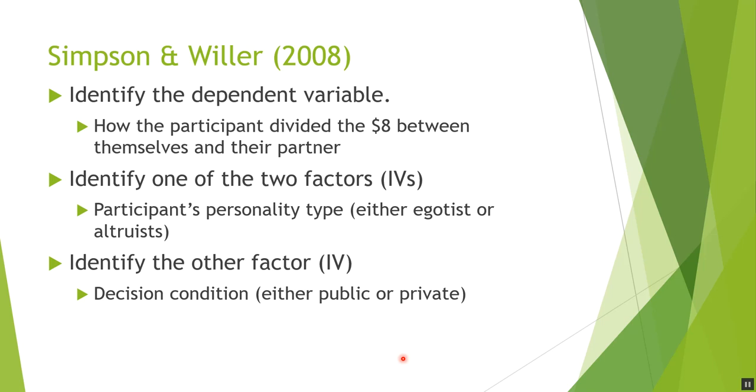One set of groups that were created was egoists versus altruists, that is the participant's personality type. And then the other conditions that were created were the decision condition, that is whether it was public or private. So the two factors are personality type, and the levels of that are egoist or altruist, and then the other factor is decision condition, and the levels of that are public versus private.